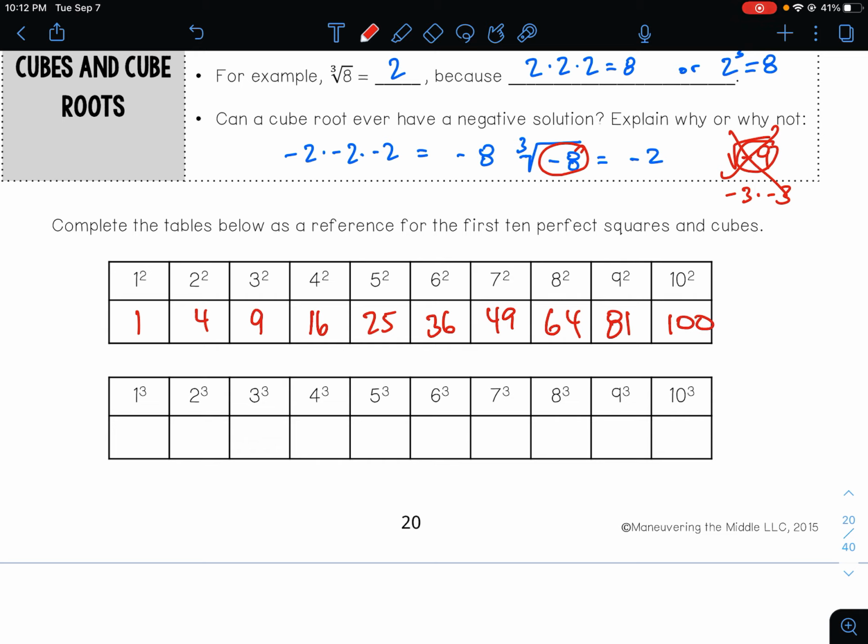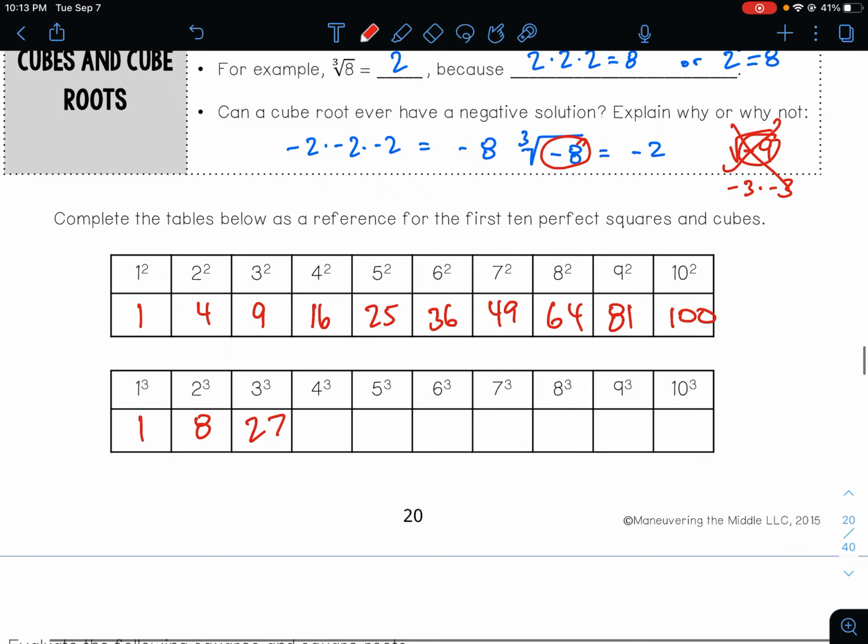Cube roots. This I'm going to have to pull my calculator out for. 1 to the third is 1. 2 to the third is 2 times 2 times 2, which is 8. 3 to the third, I know this one, 27. 4 to the third, that's 4 times 4 times 4, which is 64. 5 to the third, I believe that is 125. 6 to the third, that one is tricky. It's 36 times 6, which ends up with 216. 7 to the third, well, that's 49 times 7.